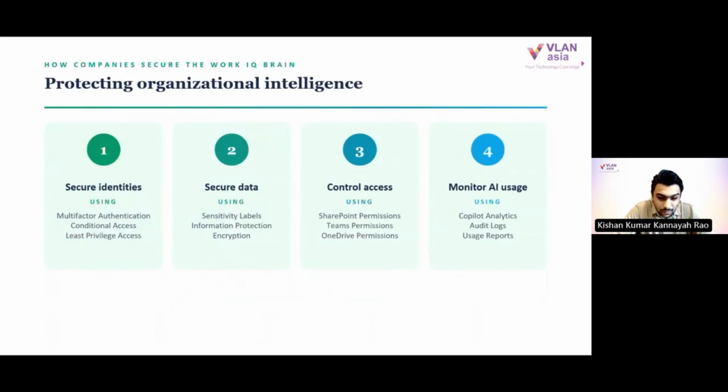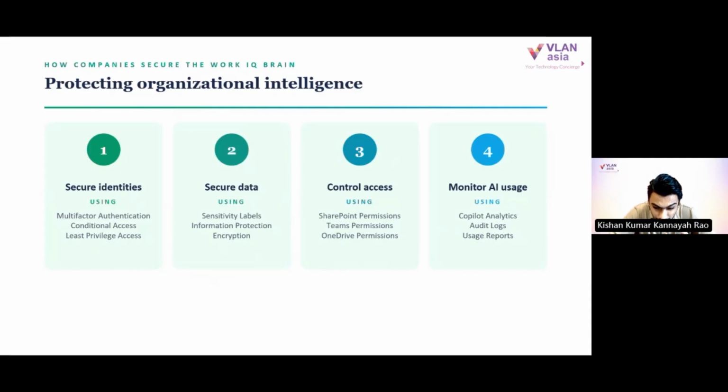So, protecting organizational intelligence. How do we protect it? Basically, secure identities using MFA, conditional access, and least privilege access. Then secure the data by using sensitivity labeling, information protection, and encryption. These are the layers that we need to configure before we start enrolling everyone to Copilot, right?